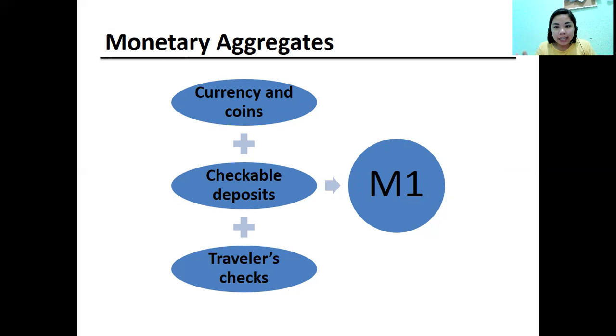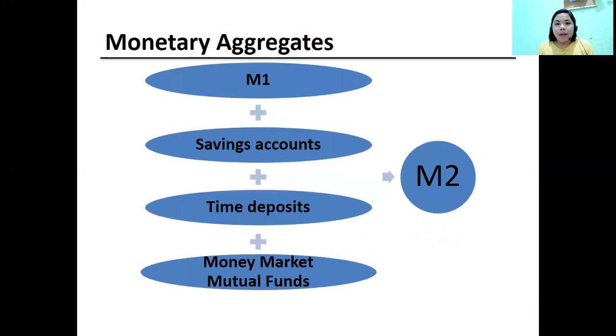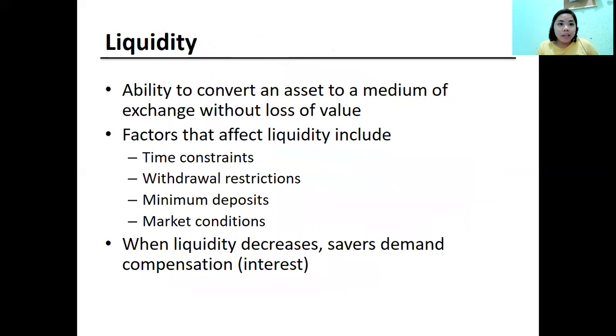So that includes M1. Second is M2. M2 consists of M1 and savings accounts in your bank, time deposits, money market, and mutual funds. So M2 also includes the money or wealth of yours deposited in the bank, your time deposits, investments, money market, and mutual funds.